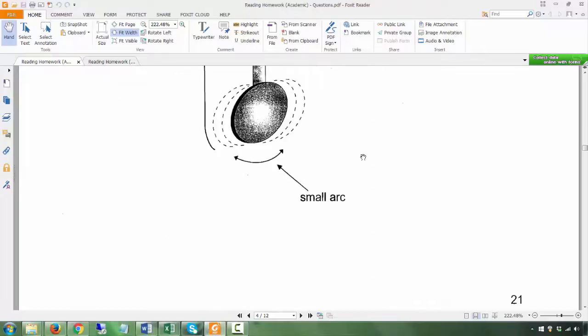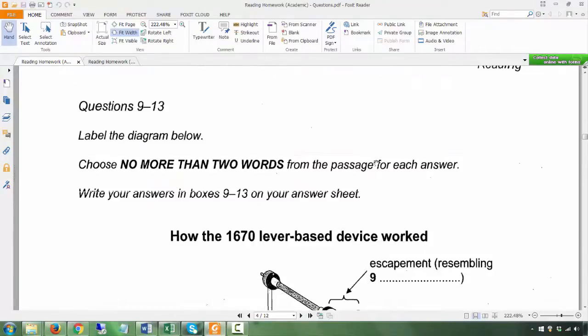Now let's have a look at the instructions. No more than 2 words. So there's no way you can put a ship's anchor. IELTS will probably allow for different kinds of variations in terms of the answers, but you can't put a ship's anchor because that's 3 words. You only have 2 words. So you could put ship's anchor. You could put an anchor.